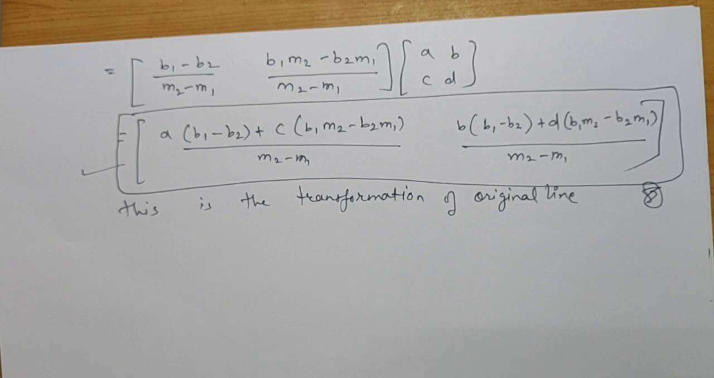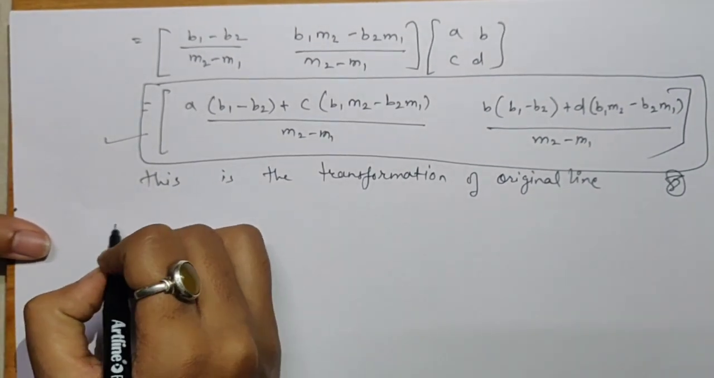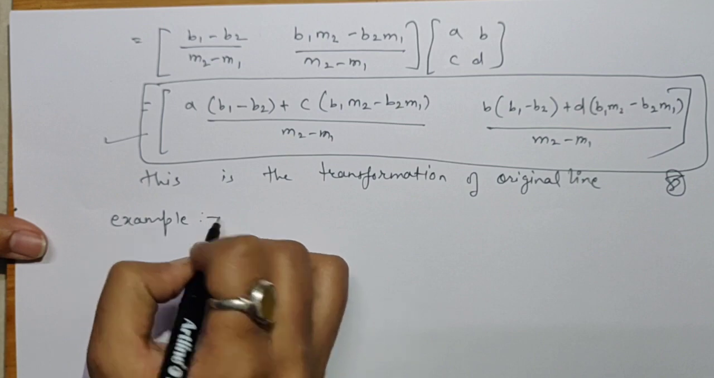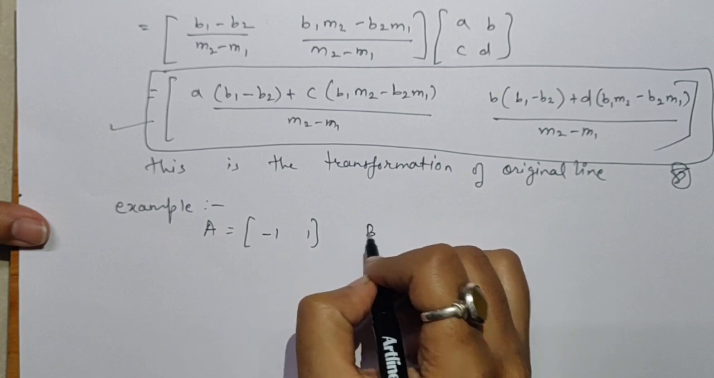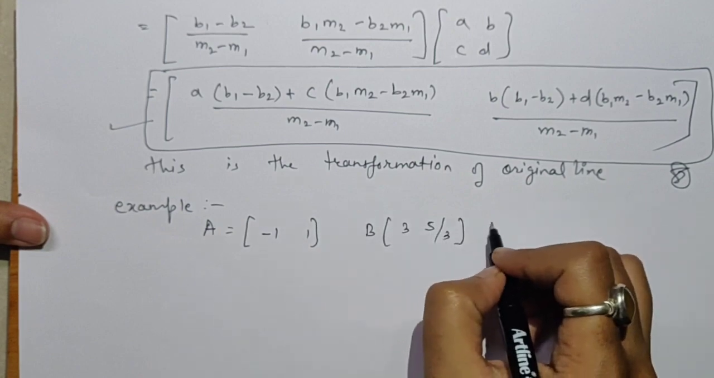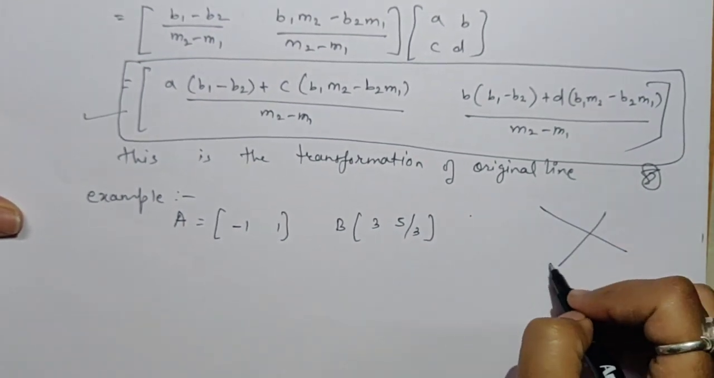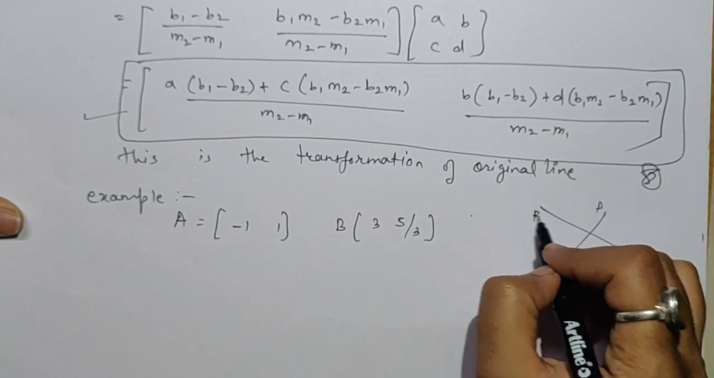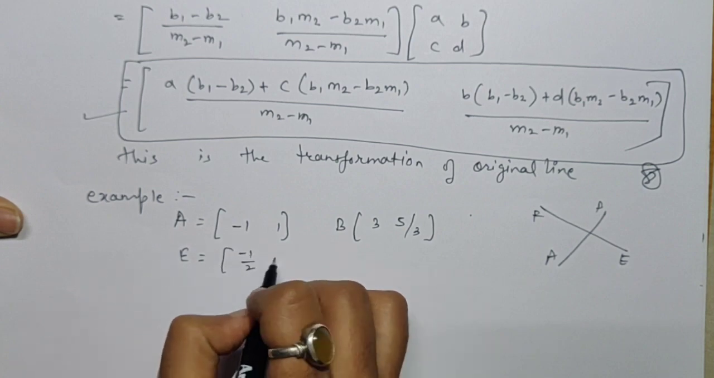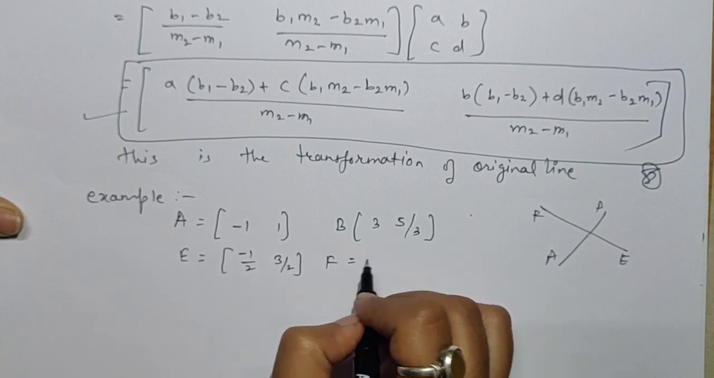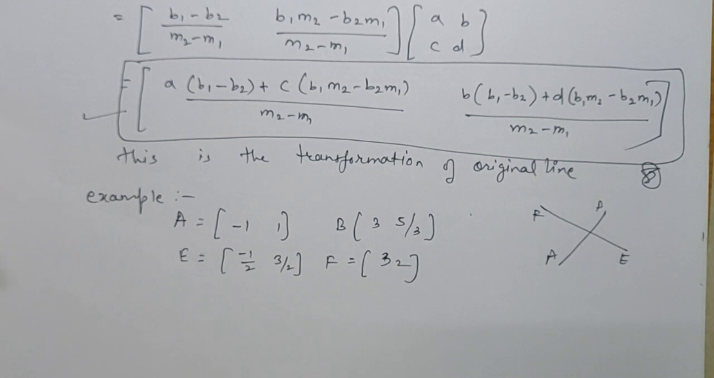Now consider one example. Let's take one example. We have A as minus 1 and 1, B as 3 and 5 by 3. There are two lines. Suppose these are our intersecting lines. One is AB and the other is EF. So A has these points, B has these points. E has minus 1 by 2 and 3 by 2, whereas F has 3 and 2. So these are the lines.